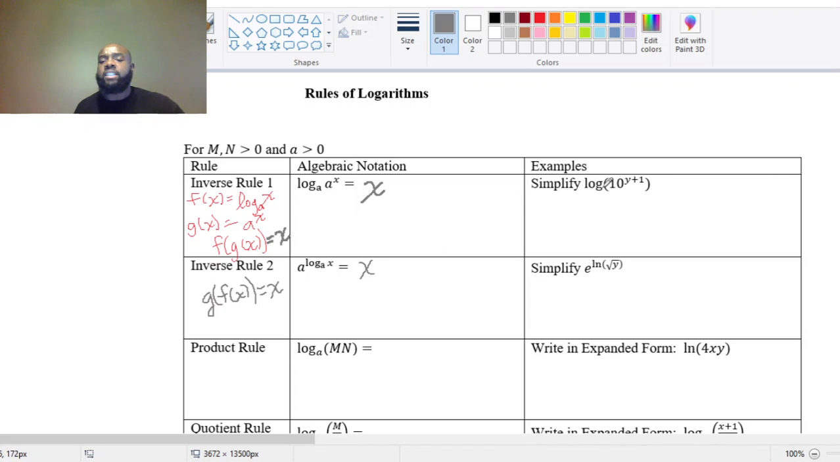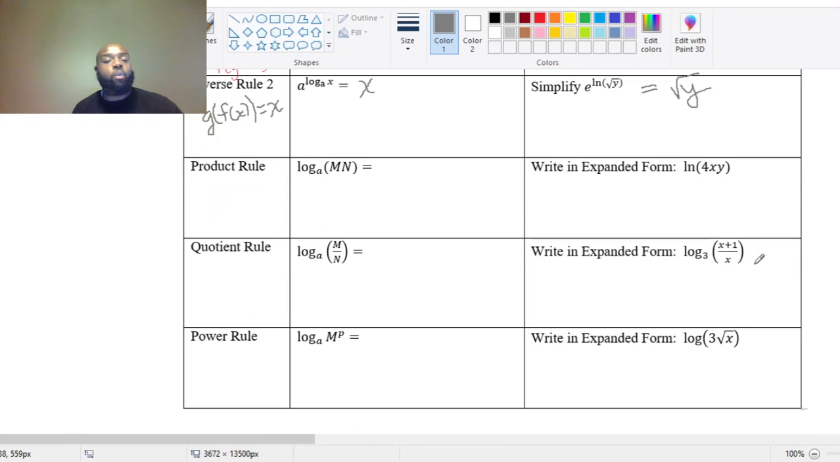When I look at this, notice here I have the common log. There's understood to be a base 10 there: log at base 10 of 10 to the y plus 1. That just equals the exponent on your 10, your input. So that just equals y plus 1. And then here I have e to the ln. Notice e and ln are inverses of each other because the natural log is the log at base e. They undo each other because they're inverses. So this is just going to equal the square root of y.